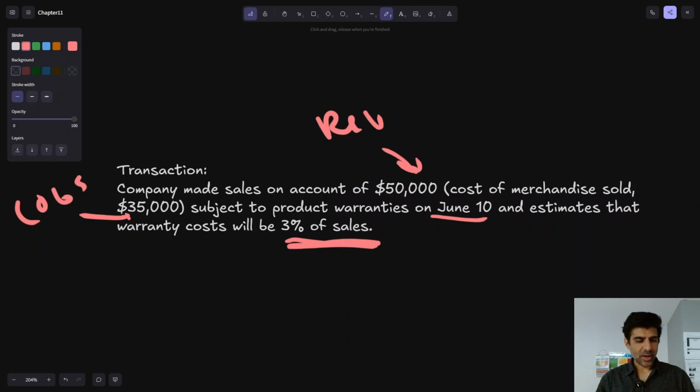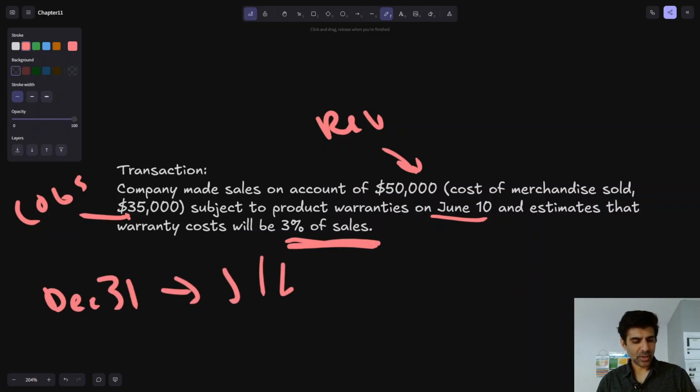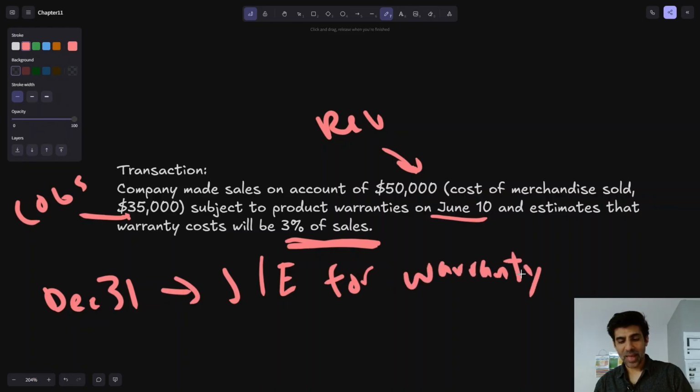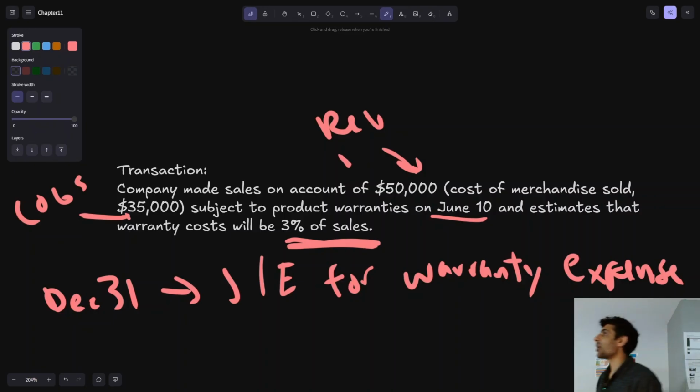So basically, what is the adjusting entry? Let's say December 31st. What's the journal entry for warranty? And I'll give you a hint, warranty expense. Okay, because again, some of these sales are going to come back. They're going to get returned because of the warranty. There's going to be some expense associated.